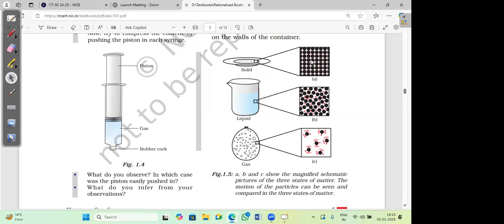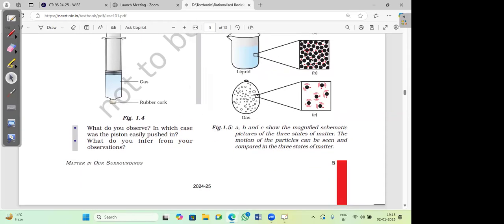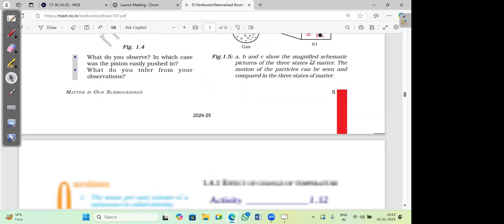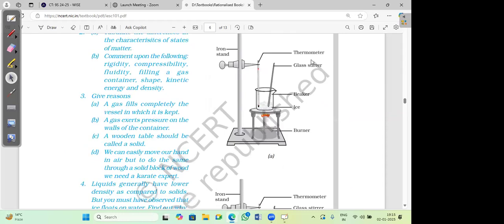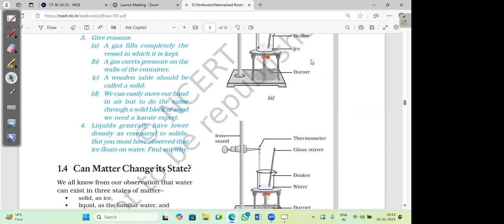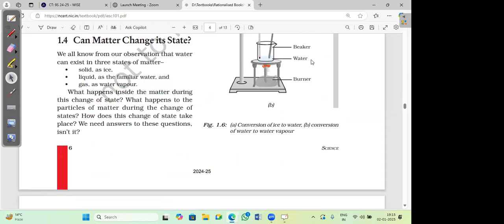Now we see here why this property leads to the change of state. How can a change of state occur? It occurs due to change in temperature and change in pressure. So how will the change of state occur?